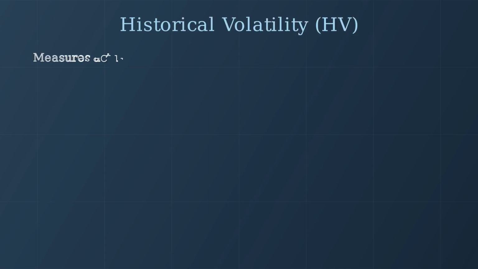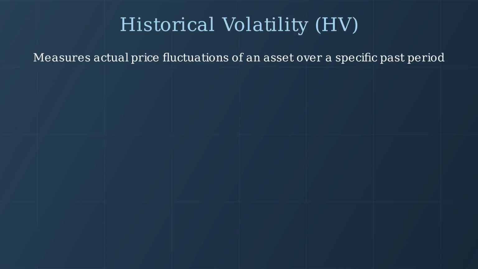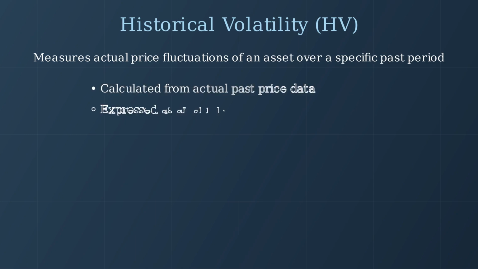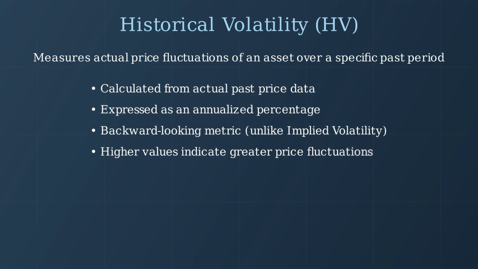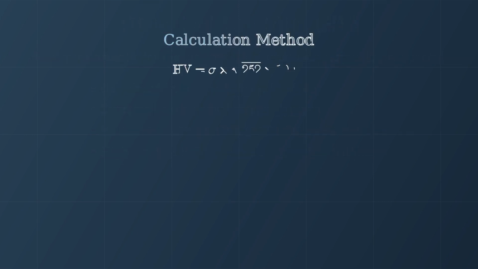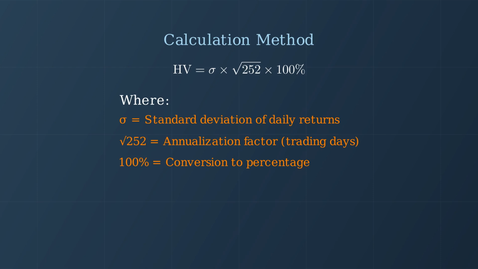Historical volatility measures the actual price fluctuations of an asset over a specific past time period. Unlike implied volatility, which reflects future expectations, historical volatility looks at actual past price movements. It's calculated as the standard deviation of price changes, annualized and expressed as a percentage. The calculation of historical volatility involves computing the standard deviation of daily price returns over a specific look-back period.